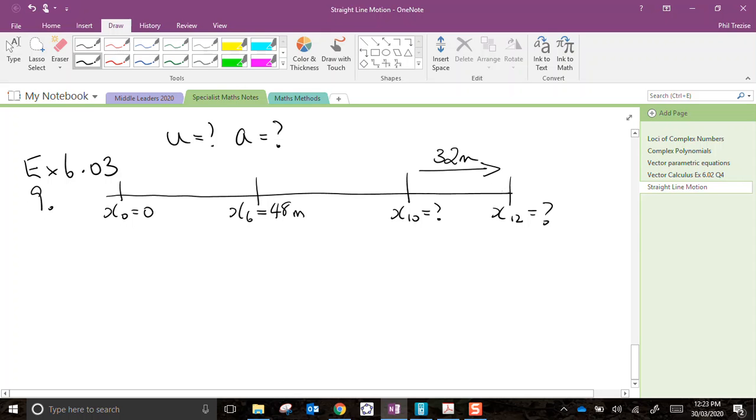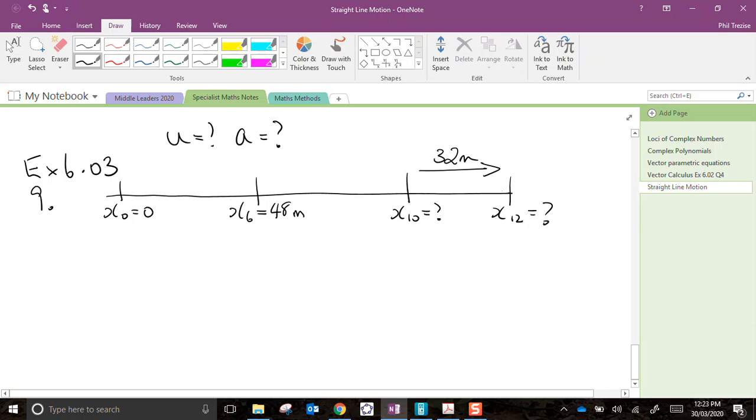You have to read these questions very carefully sometimes to get what they're talking about. They did say that it was constant acceleration the entire time. They have not told us the starting velocity, and they have not told us the magnitude of that acceleration. That's our job to find that out. And we also have to state the total distance travelled. In other words, we have to find what x12 equals.